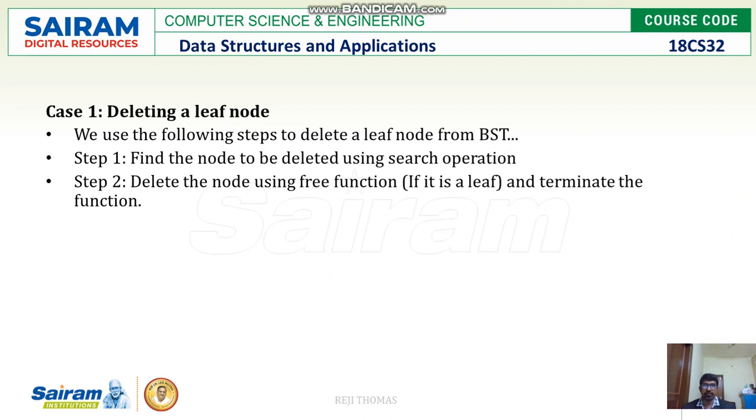So deleting a leaf node. Deleting a leaf node is very simple. Find the node to be deleted using a search operation. Delete the node using free function. We have studied this and we can terminate this if it is a leaf node.